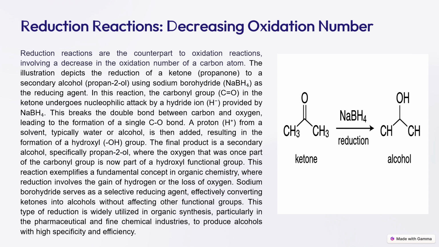The illustration depicts, if you're facing the monitor, from the right side, the reduction of the ketone propanone to a secondary alcohol using sodium borohydride as the reducing agent. In this reaction, the carbonyl group in the ketone undergoes a nucleophilic attack by the hydride ion, also known as H negative, provided by the sodium borohydride.